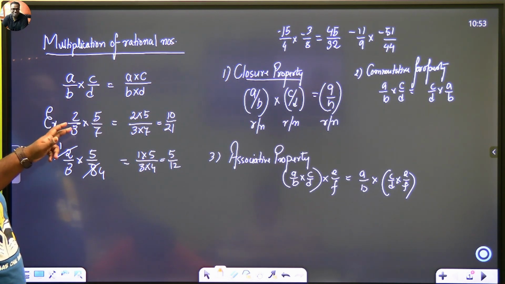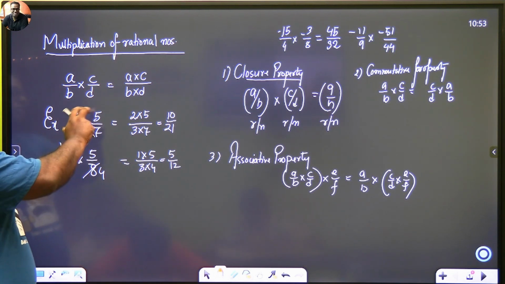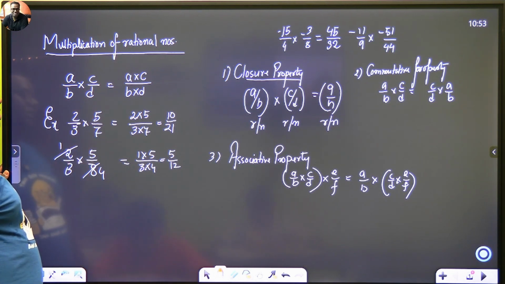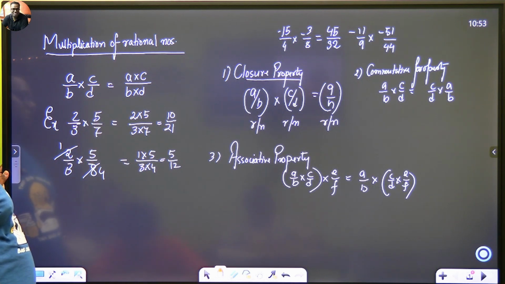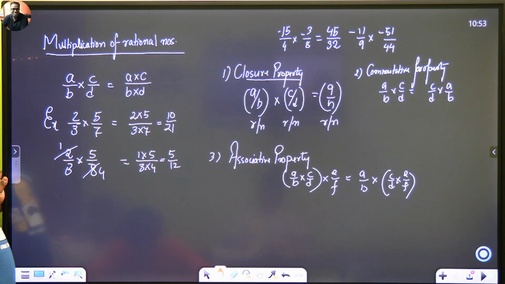Say it's 2 upon 3 multiplied by 5 upon 7. Here there is no chance of having any successive factorization. So we just multiply the numerators, 2 into 5, that gives me 10. And 3 into 7 gives me 21. Similarly, I have taken another example of 2 upon 3 multiplied by 5 upon 8. Here 2 cancels 8, as 2 fours are 8. So it becomes 5 by 12.